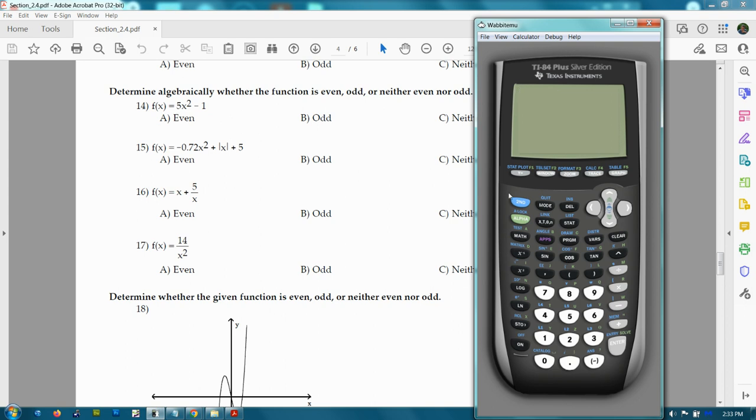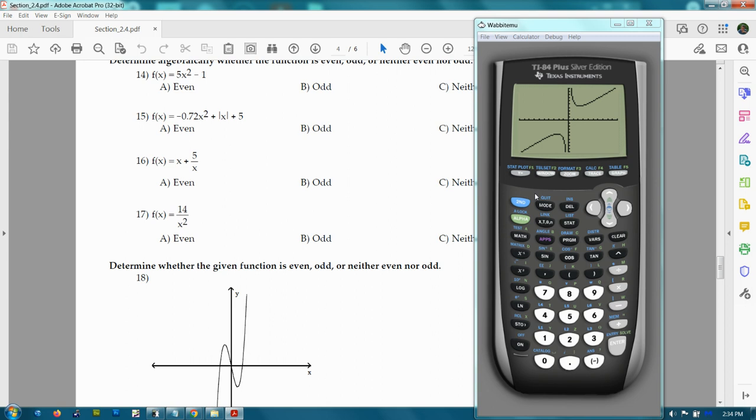Clear this off, and what do we got? Number 16. Y equals x plus 5 divided by x. Hit your graph key. Of course, we don't have y-axis symmetry because these points aren't reflected there, and we don't have x-axis symmetry because these points aren't down at the bottom. But you have origin symmetry. Let's say this point is 2, 4. Then you've got -2, -4. These two points are reflections of one another. So origin symmetry means you've got an odd function. Number 16, letter B, odd function.